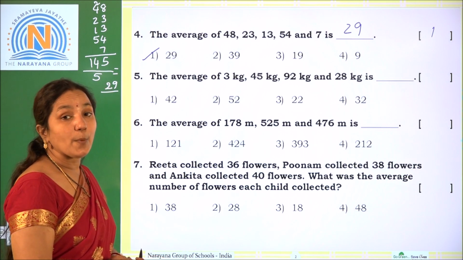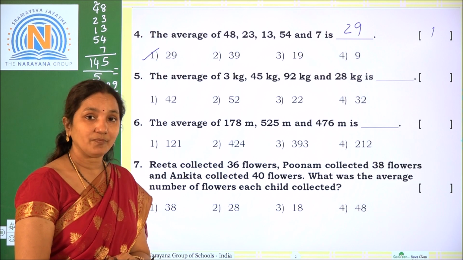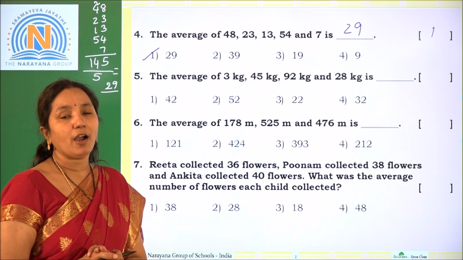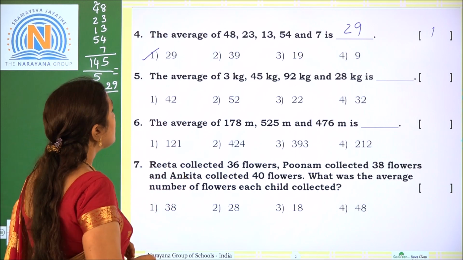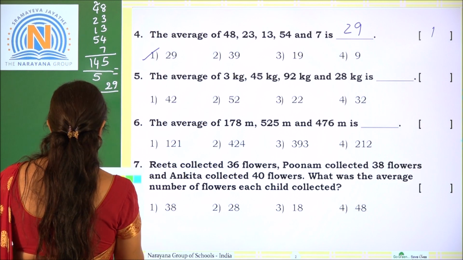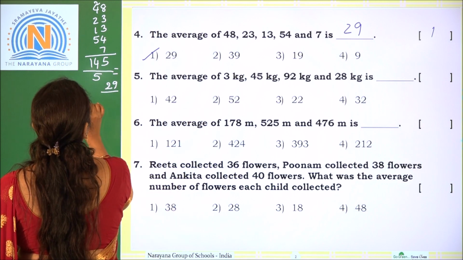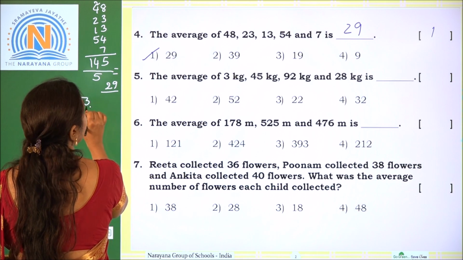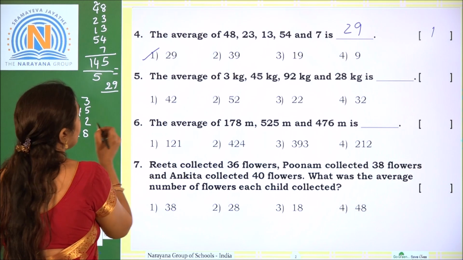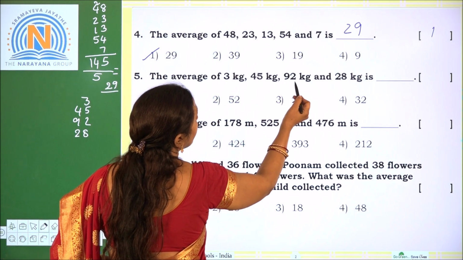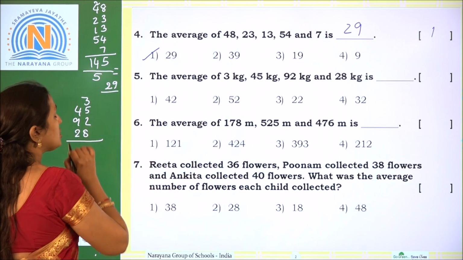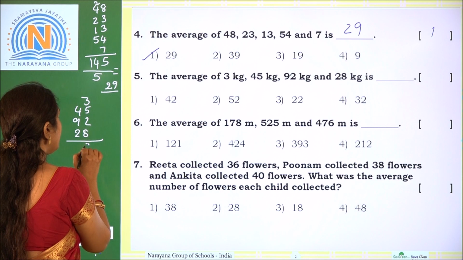Next, the average of 3 kgs, 45 kgs, 92 kgs and 28 kgs is. Again, the sum of the given quantities divided by the number of quantities. Here weights are given, so we have to add 3 kgs, 45 kgs, 92 kgs and 28 kgs. Now 3 plus 5 is 8, 8 plus 2 is 10, 10 plus 8 is 18.